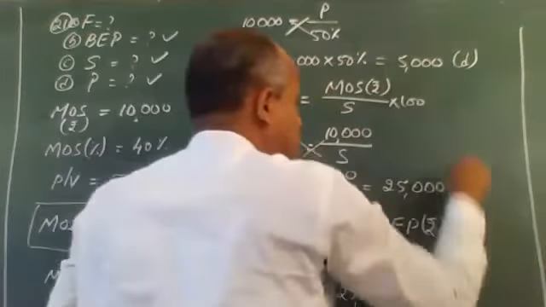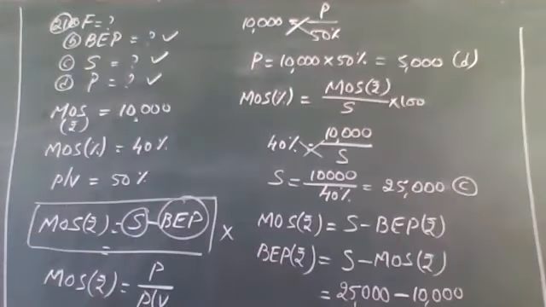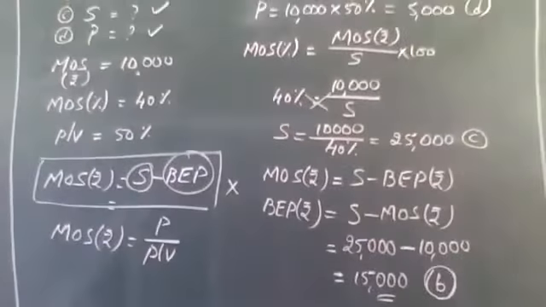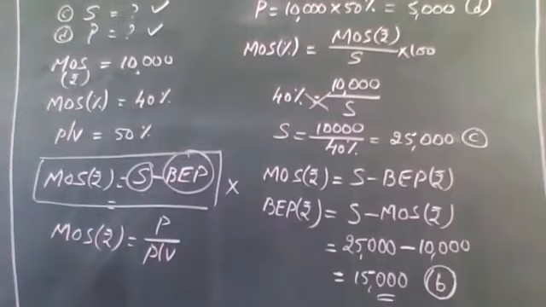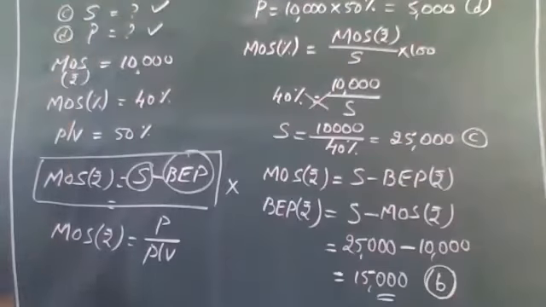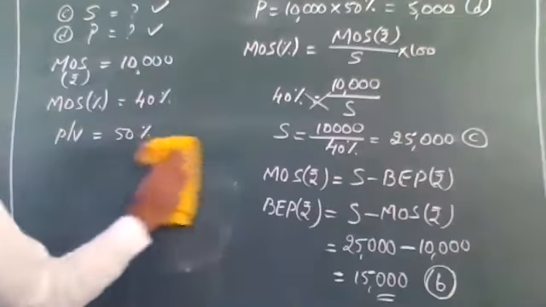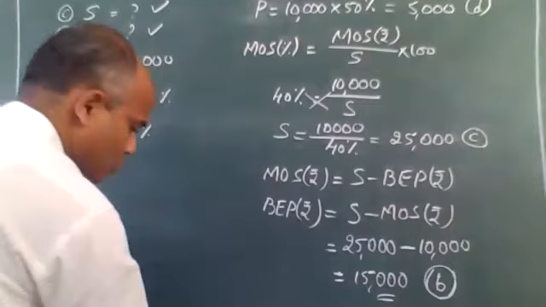I got D, C, then B. Exactly in the reverse order we are getting it. So you can see this. That is BEP. Now remaining, what is left out? I have to find out fixed cost. Which formula can help me? Which formula will help finding the fixed cost?